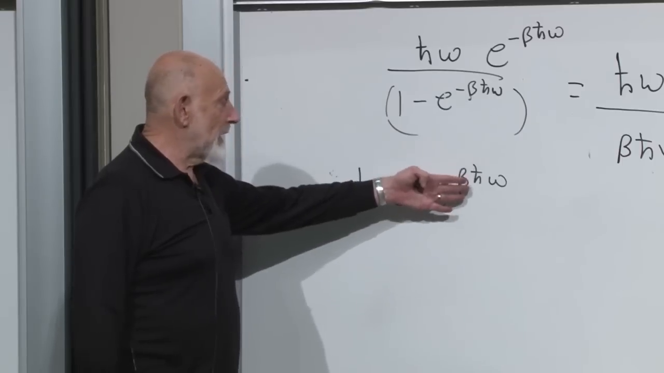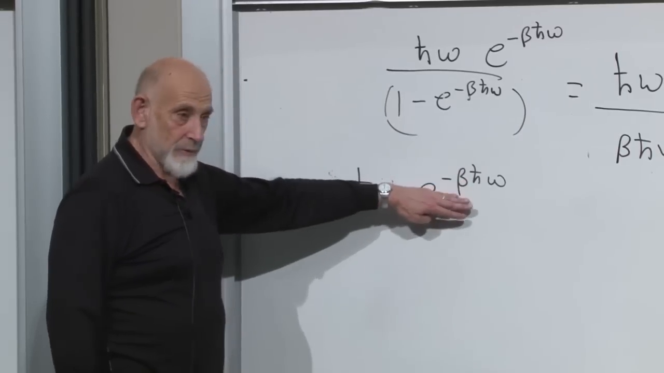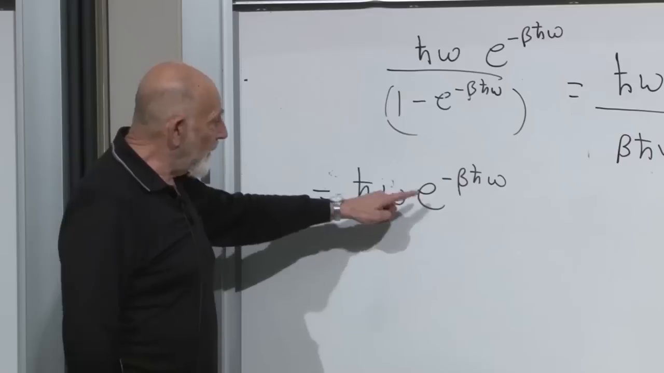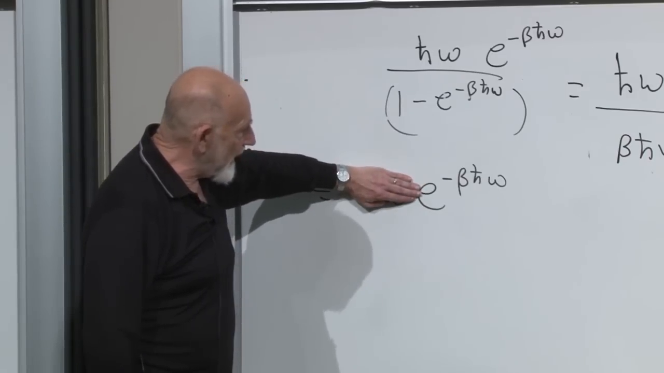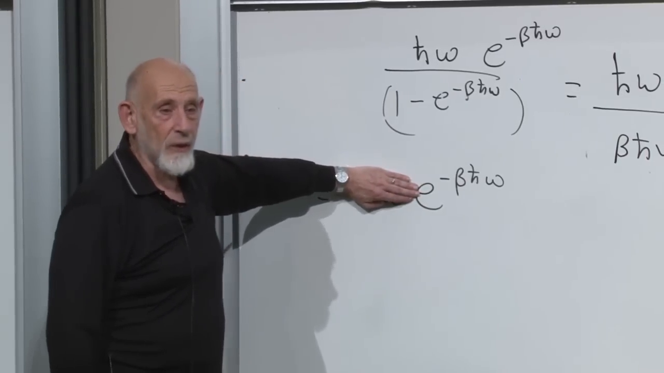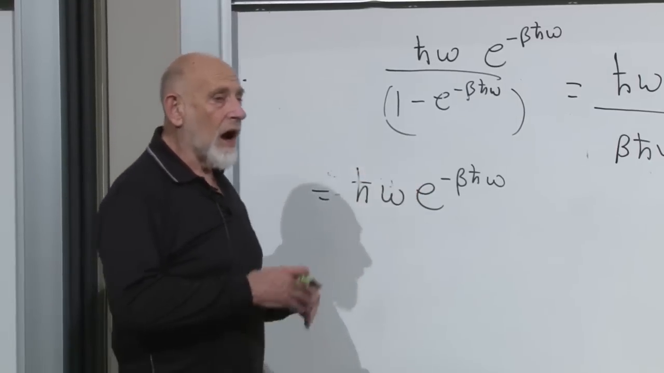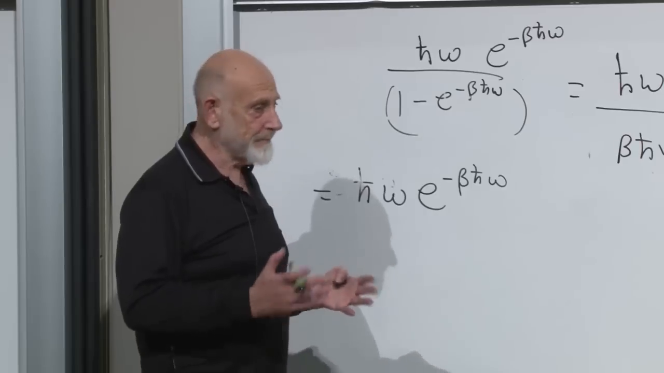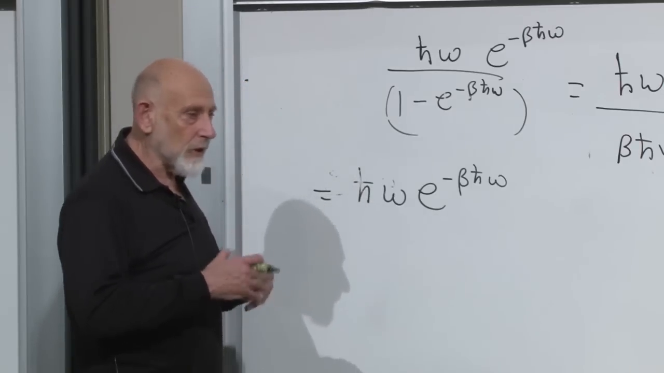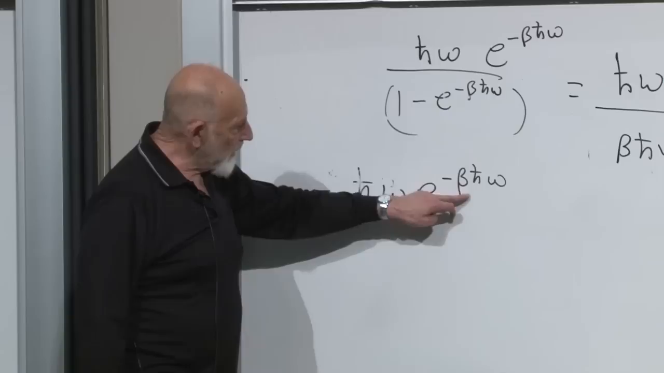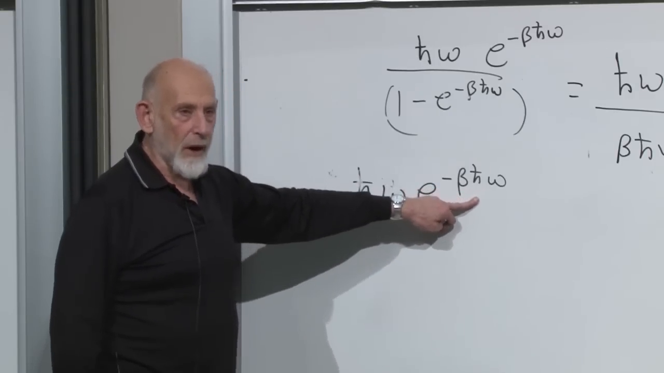The biggest the exponential ever gets is 1, but it goes where it goes. And when does that happen? That happens when beta h bar omega is about equal to 1. The crossover between the high temperature behavior and the low temperature behavior is when what's in the exponential here is about 1.